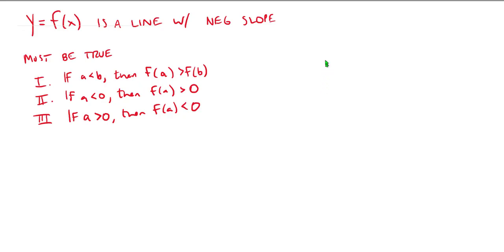Section number 4, question 27. So the question tells us that we've got a function. That function in the xy plane is a line with negative slope. And then they ask which of the following Roman numerals must be true.